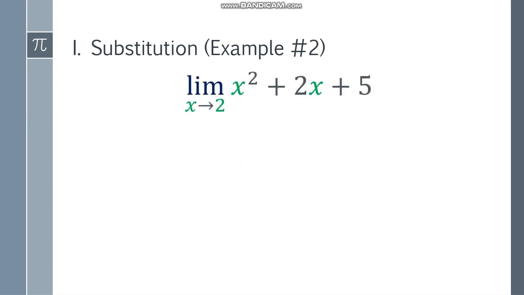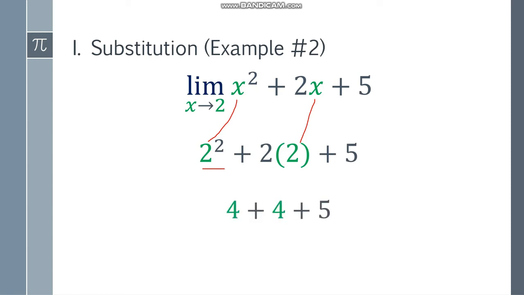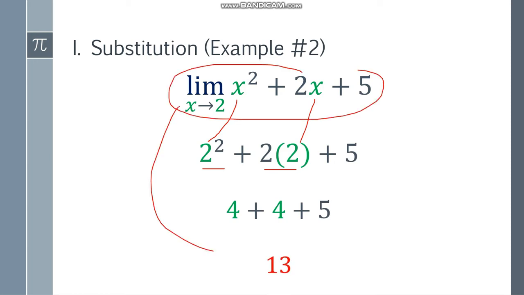Next one, example number 2. What if we have a polynomial, or trinomial to be specific? The limit of the function x squared plus 2x plus 5 as x approaches 2. So what you can do is just directly substitute 2 to x. Just replace it. So we have 2 squared plus 2 times 2 plus 5. 2 squared, that will be 4, and 2 times 2 is 4 also, plus 5. 4 plus 4 is 8, plus 5, that will be 13. So the final answer to this question is 13.